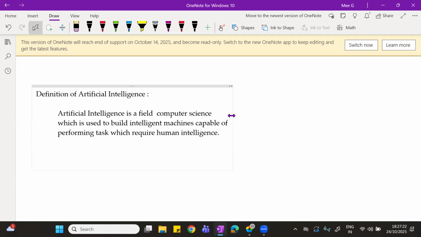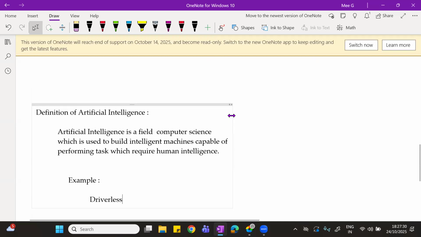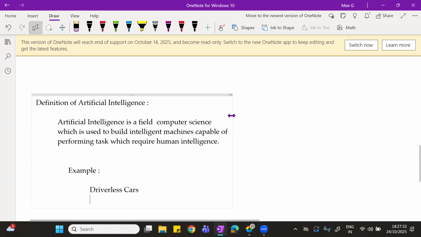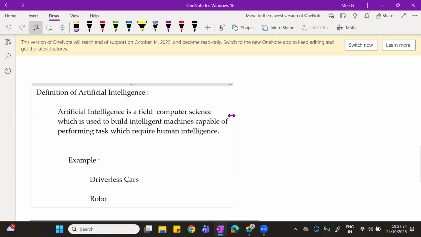Now, for example, as I told you just now, driverless cars. Now, robotic doctors. There are many more. You can take any example, so you will get it over here.